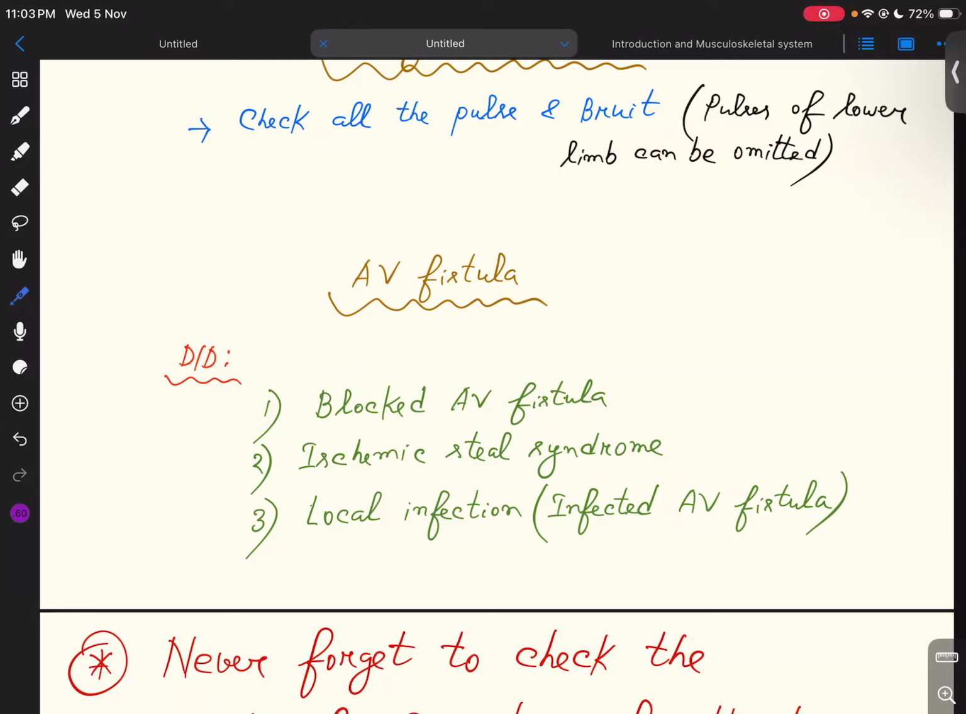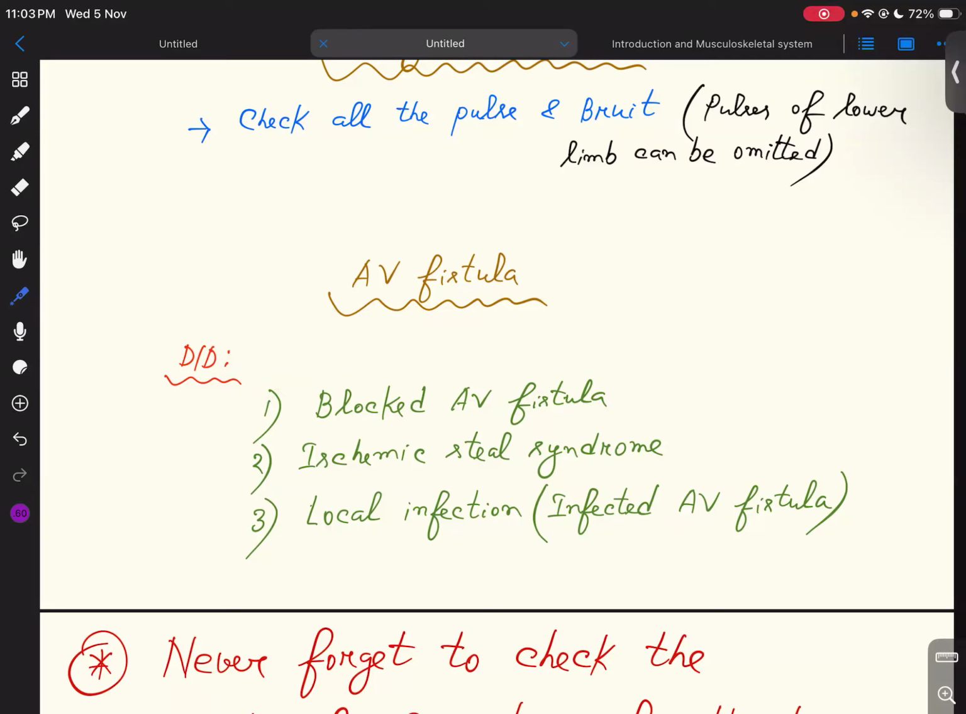How to examine the fistula? First, from inspection, we have to check for any redness. If there is any redness, it indicates local infection. If there is any pinch mark, it indicates it has been used recently. Then we have to feel for the temperature. If the temperature is raised, it indicates infection. Then we have to feel for the thrill. If the thrill is absent, it indicates this AV fistula is blocked.